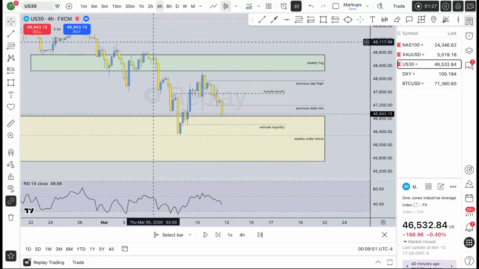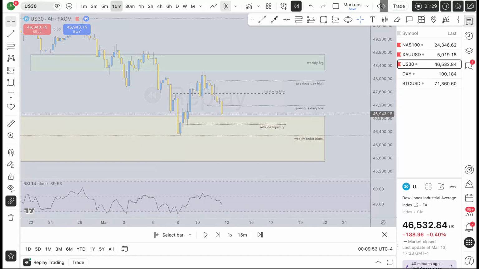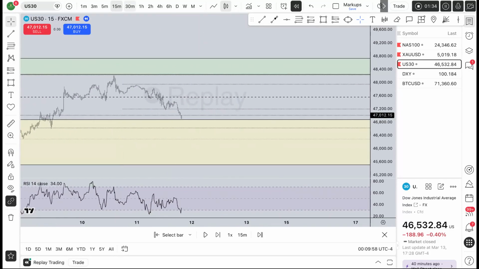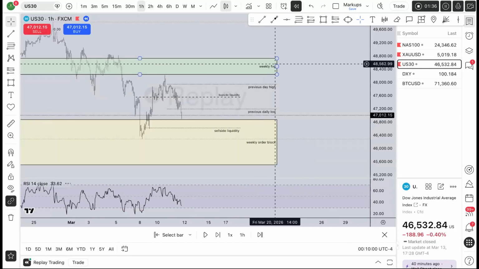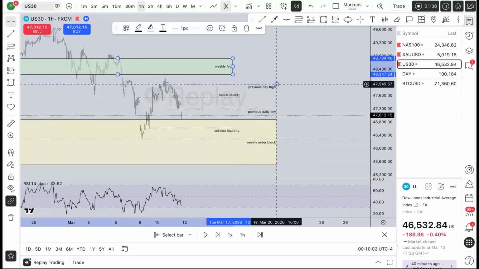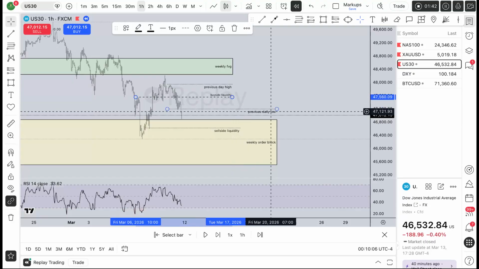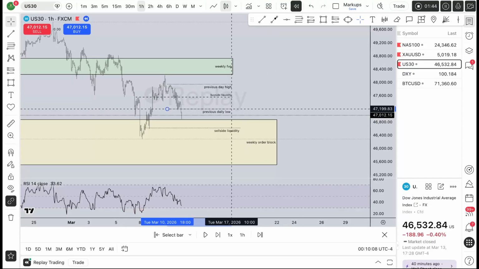Okay, now we're going to do the internal liquidity. So we're going to go to the 15-minute and we are going to go to Tokyo session. One moment. Let's make all these closer so we can see them on the 15-minute.